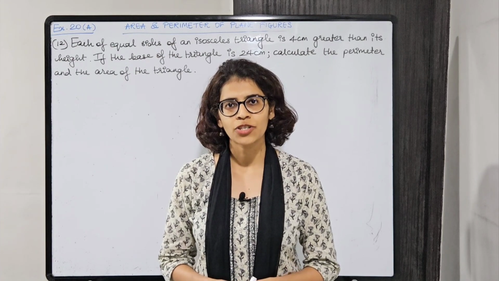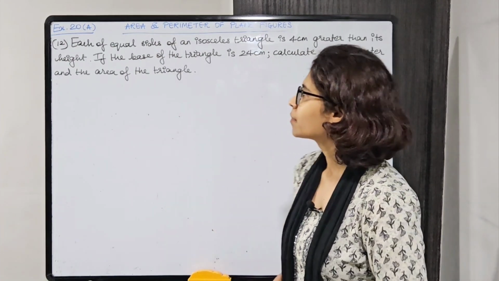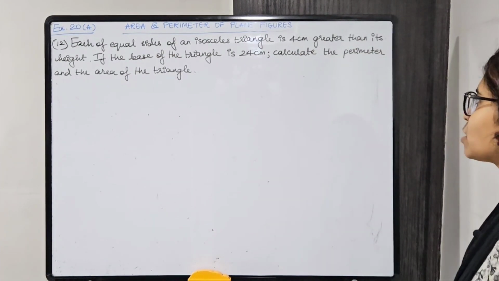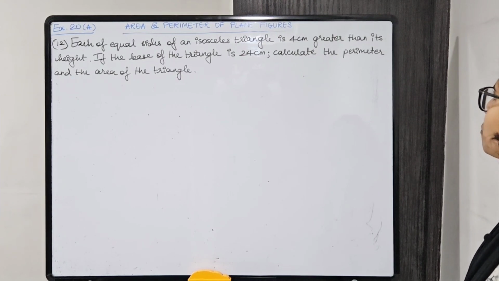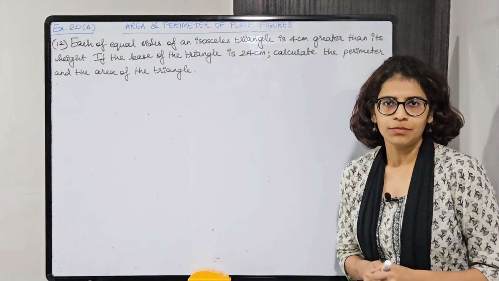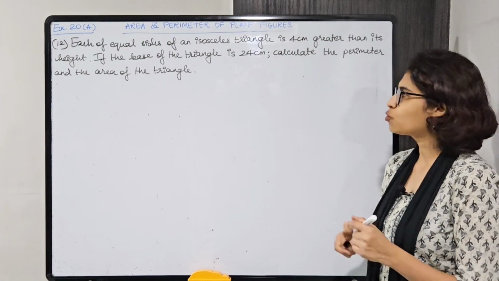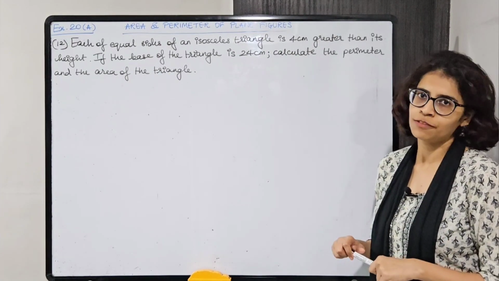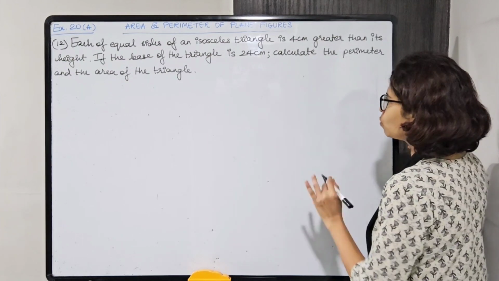Let's read the next question. Question number 12. Each of equal sides of an isosceles triangle is 4 cm greater than its height. If the base of the triangle is 24 cm, calculate the perimeter and the area of the triangle. There is an isosceles triangle. So let's draw the triangle. Students, it will be better that you draw the figure in this case. So draw karo diagram.